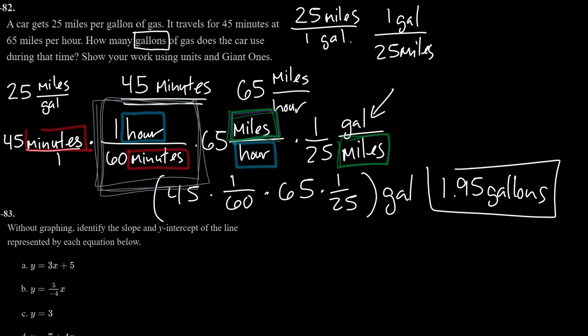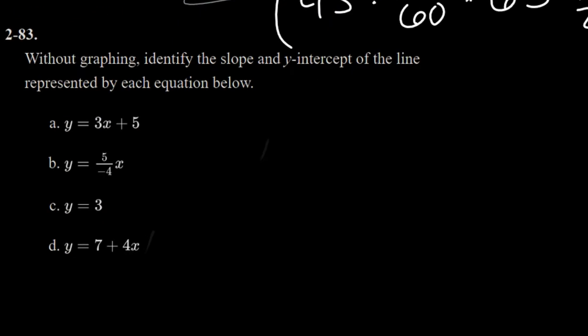But before we move on, there's one thing we should say. When I look at all the values that I was given, 25 with no decimal, 45 minutes with no decimal, 65 miles per hour with no decimal, I should say, considering the level of precision of the inputs, that it'll take me about 2 gallons. All right, now we can move on to the next question.